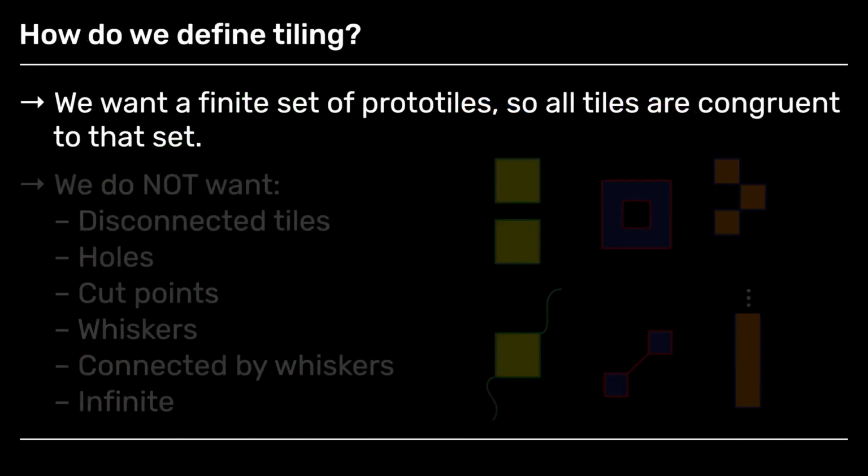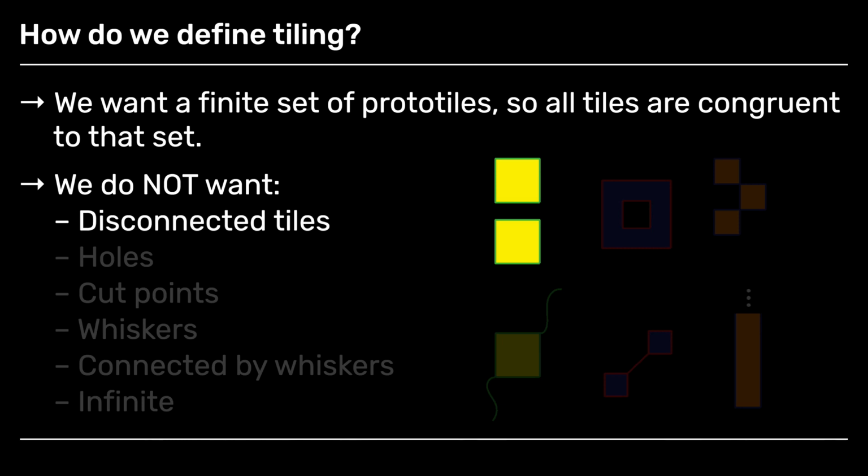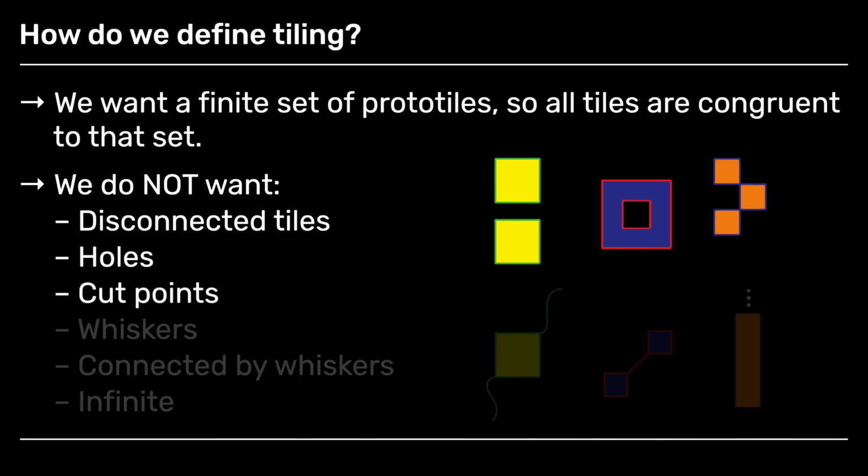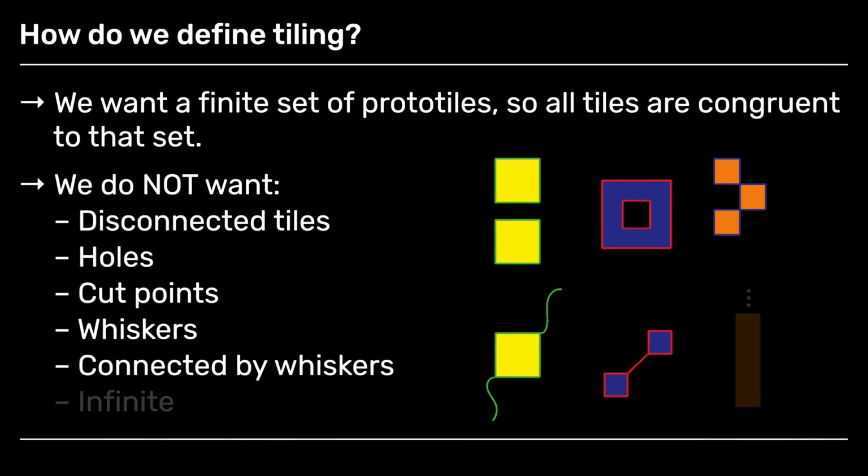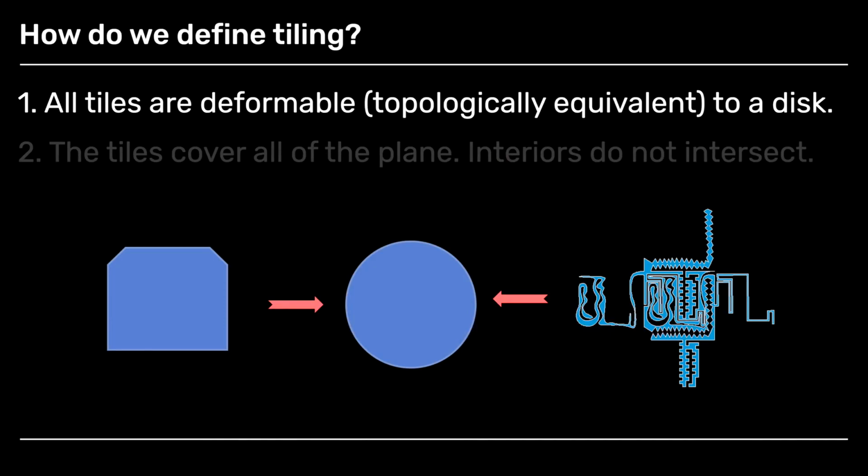So now let's go to the question of how do we actually define a tiling? What do I mean by a tiling? So what we want is what I'm going to call a finite set of prototiles so that all tiles are congruent to that set. And I don't want any of the following. I don't want any of my tiles to be disconnected. I don't want any of my tiles to have holes in them. I don't want any of my tiles to have cut points, as in C there, where I could remove a point and that would disconnect my tile. I don't want my tiles to have whiskers. I don't want my tiles to be connected by whiskers. And I don't want my tiles to be infinite.